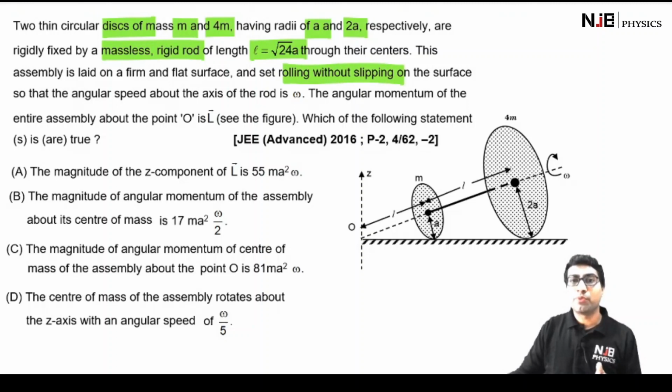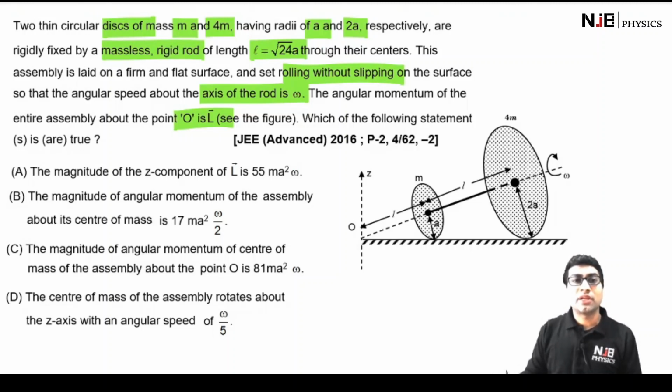This assembly is laid on a firm and flat surface and set rolling without slipping. So it's a case of pure rolling on the surface, so that the angular speed about the axis of the rod is omega. So about this axle, the two discs are rotating with an angular speed omega. The angular momentum of the entire assembly about the point O is L vector, and we have to find which of the following statements is or are true.